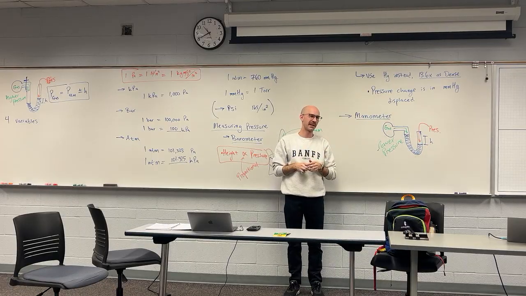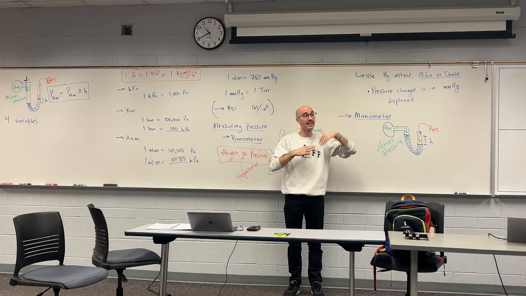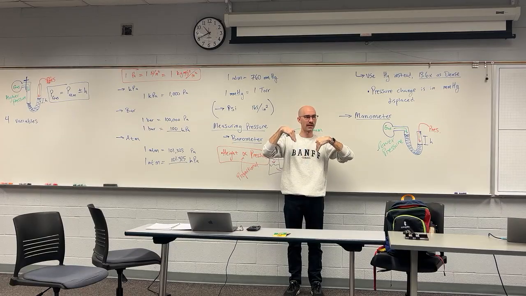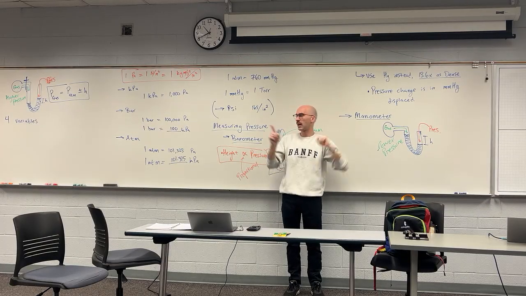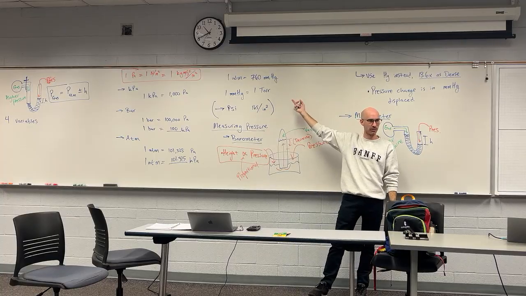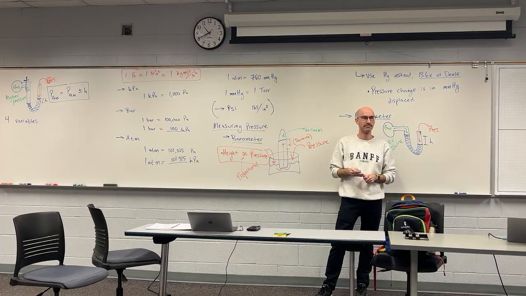So this works especially well if your manometer is filled with mercury, right? Because then you can measure the difference between the 2 levels in mercury, and you can use millimeters mercury to calculate the pressure.